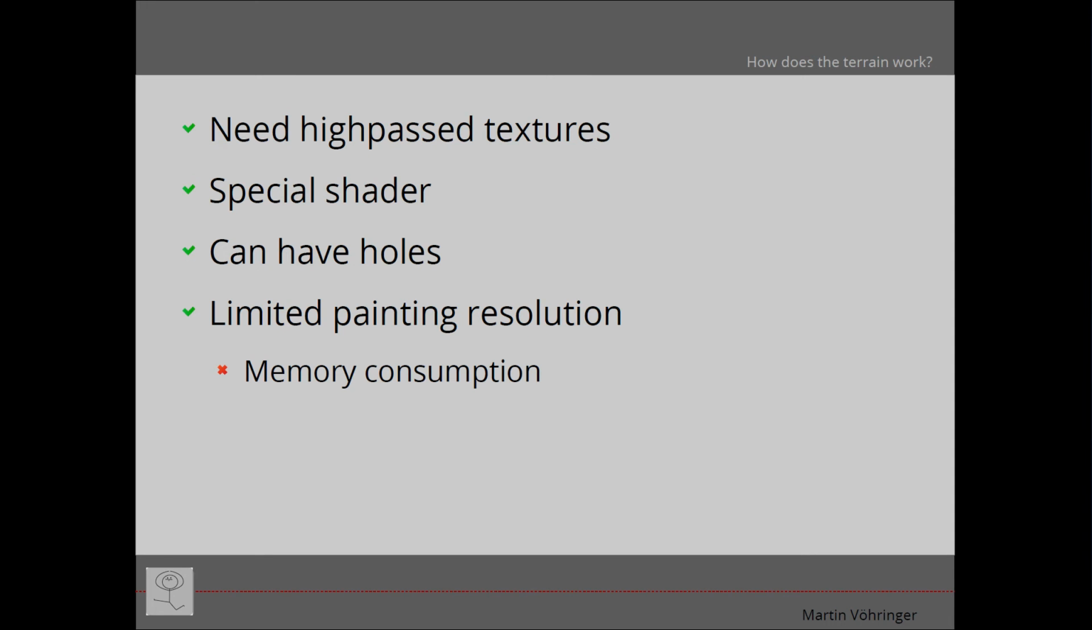You need high-pass textures, which are textures that are stripped from their low-frequency details, or better, the big details inside the texture. You'll need to set up a special shader. The terrain can have holes, and this is how you create a cave, essentially. But you're limited in your painting resolution, and we'll look at that later in the tutorial. But the more you increase that limit, the more memory your terrain is going to consume.